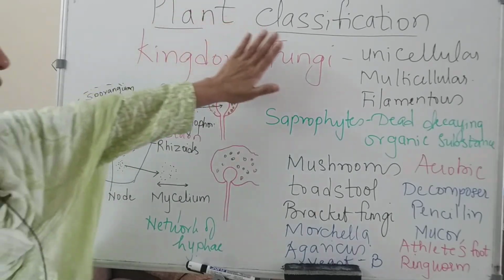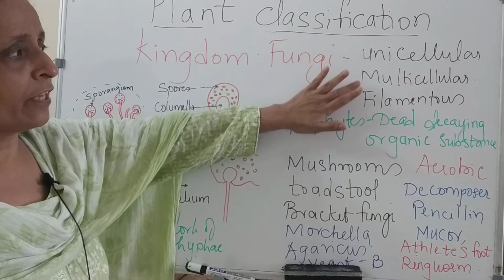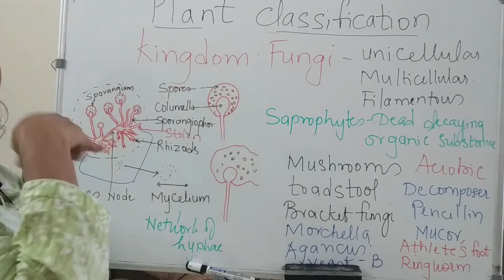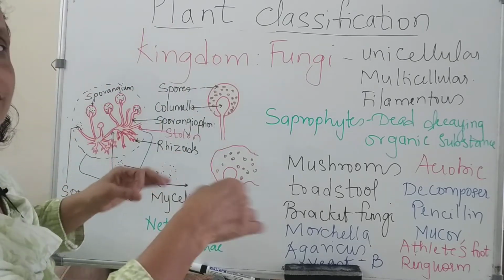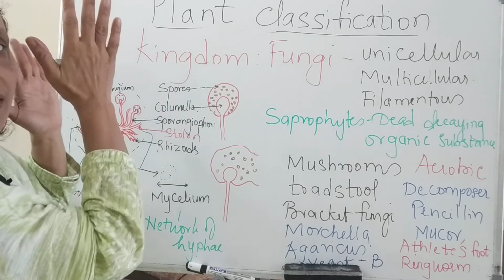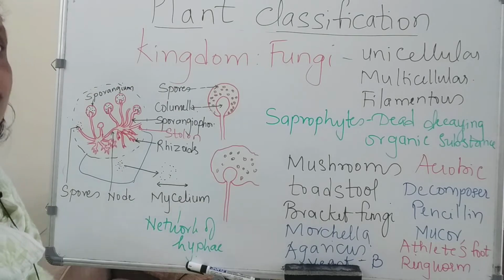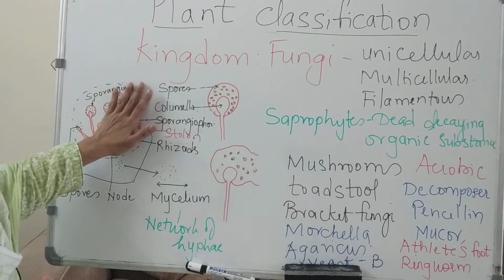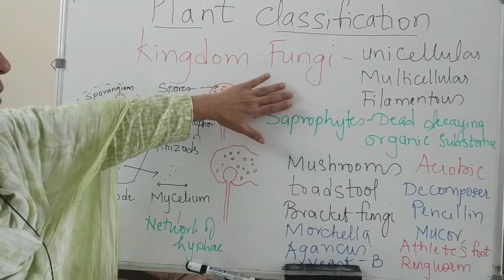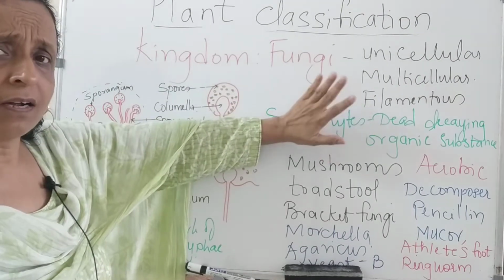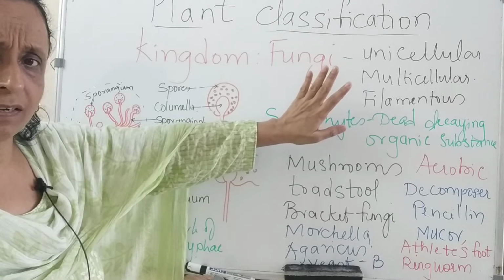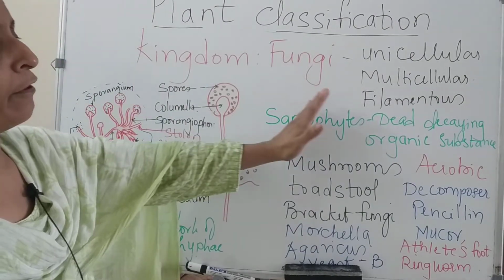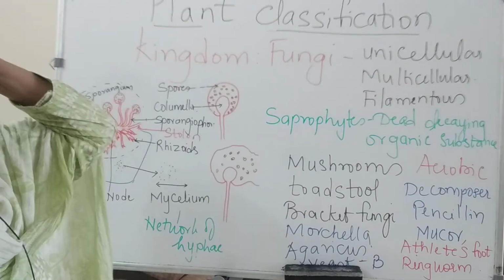So fungi are unicellular, multicellular, filamentous. Bread mold is filamentous. Initially it is unicellular, it grows into multicellular, and it grows into filaments, and various structures develop. You can see with the naked eyes also, but to see minute structures you have to see under a microscope. Now they all are saprophytic because they do not have green color substance which will synthesize the food. They are without chlorophyll, they grow on dead decaying organic substances.